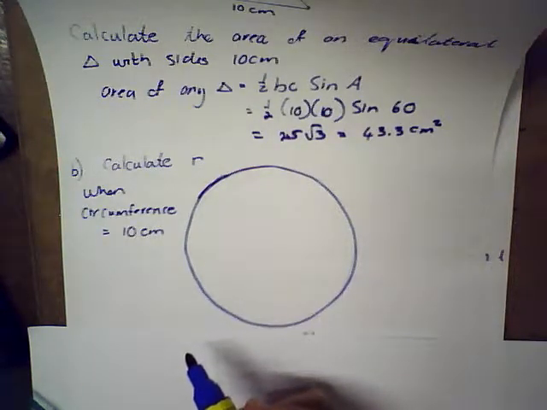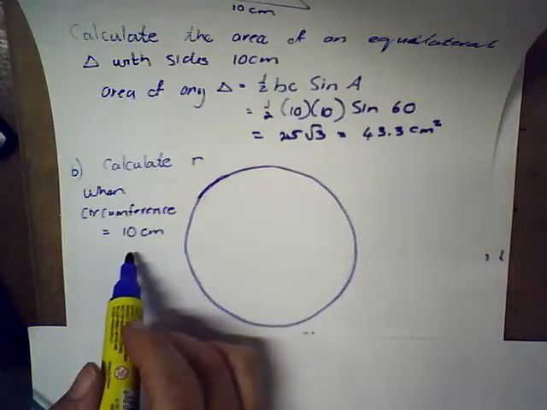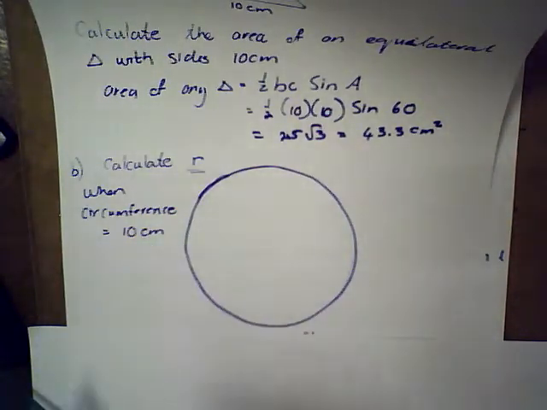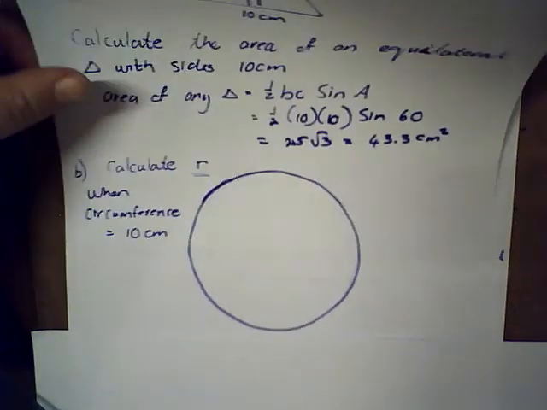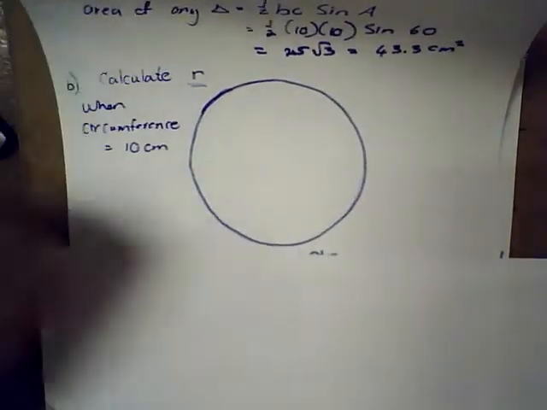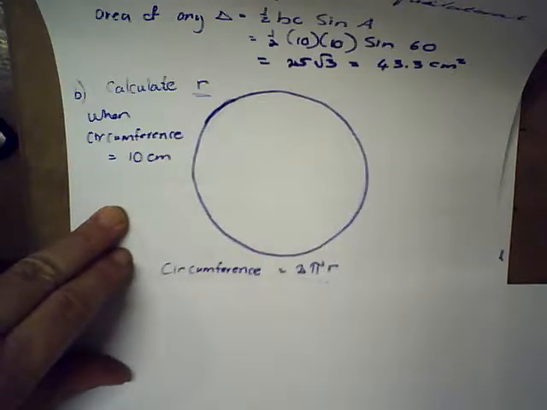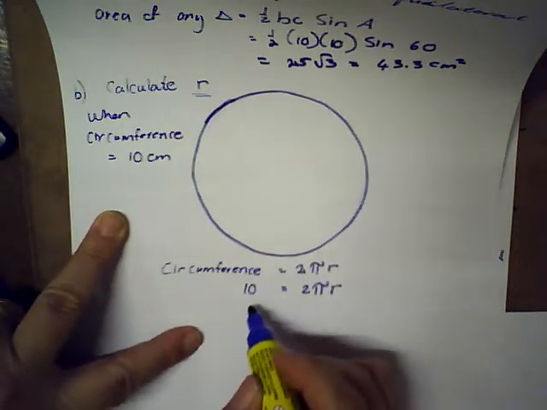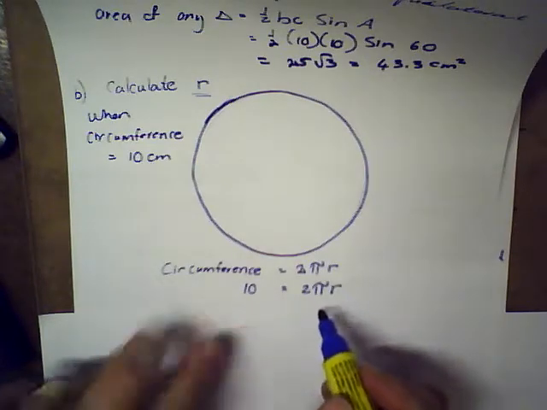The question is, calculate the radius of a circle with a circumference of 10 centimeters. So we want to find R when the circumference of a circle is 10 centimeters. Okay, what do I know about circumference? Circumference is equal to 2 pi R. I know that circumference is 10, and I've got to solve for R.